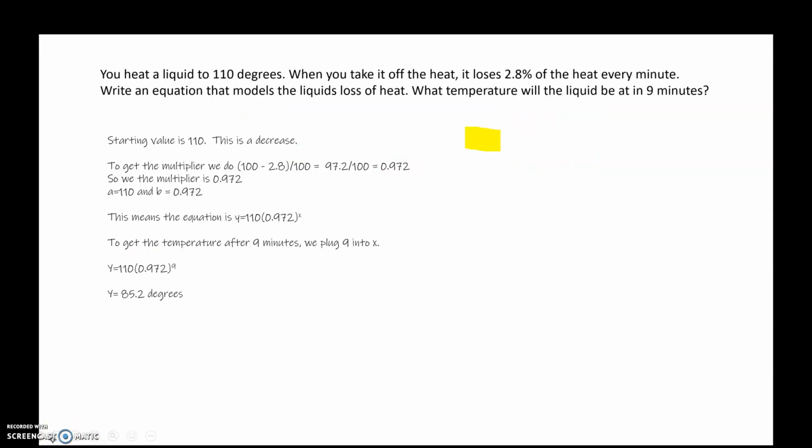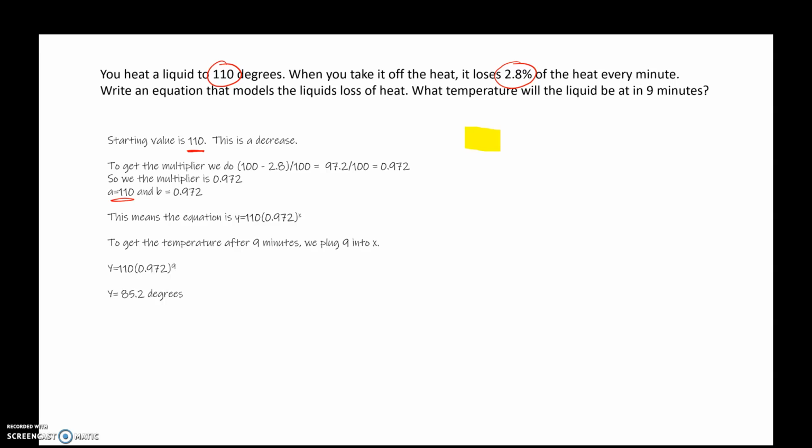The next one is a decay. What's happening here is you have something at 110 degrees, and when you take it off the heat, we know it starts to cool. That's losing the heat. So it's going to lose the heat at a rate of 2.8%. Started at 110. So look, we know it started at 110. There we go. That's our a. Now, it's going to lose 2.8%. That's a decay, but we've got to get the multiplier.